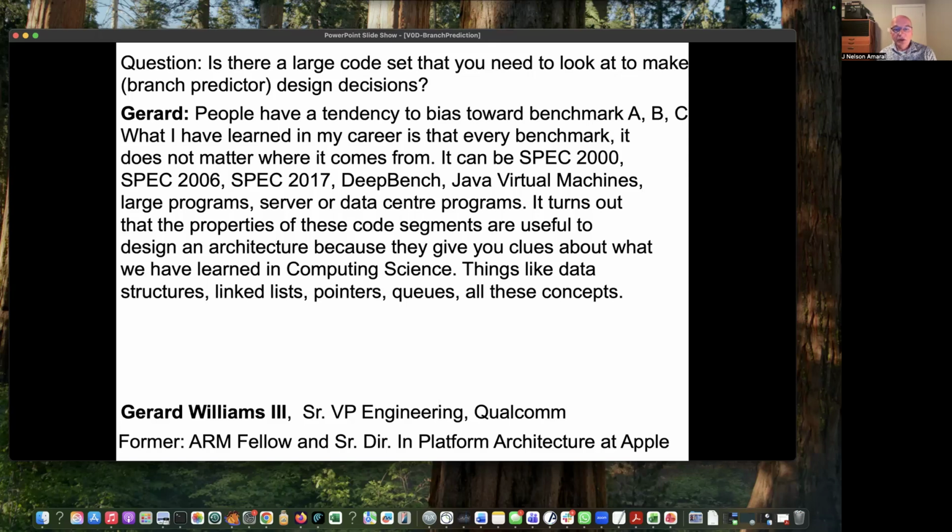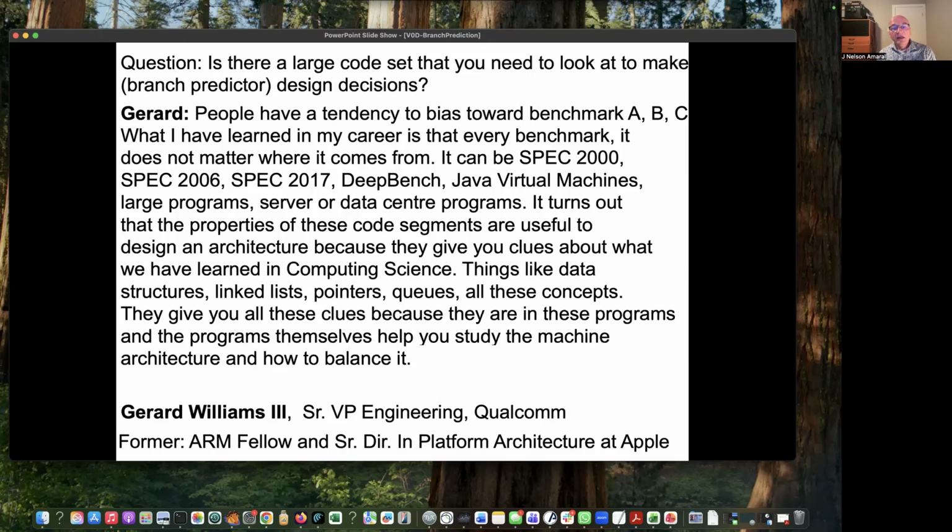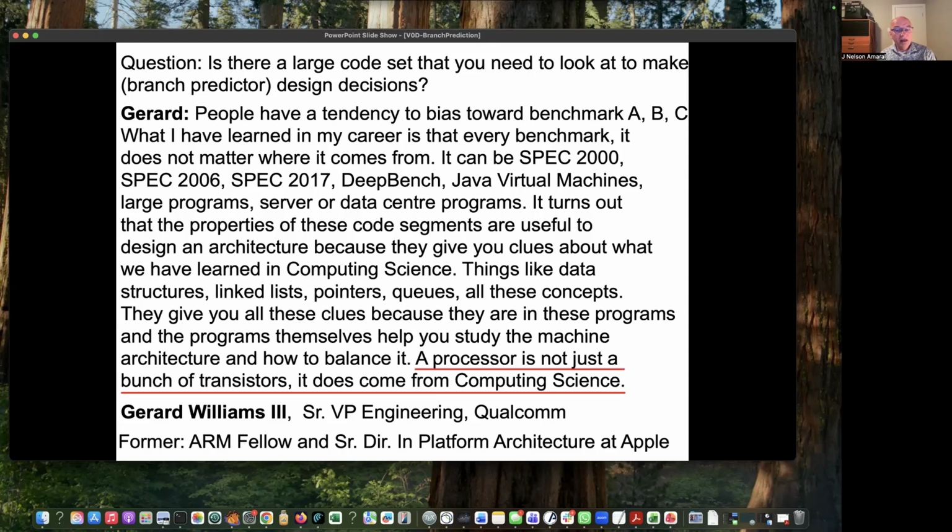Things like data structures, linked lists, pointers, queues, and all these concepts that we are familiar with. They give you all these clues because they are in these programs, and the programs themselves help you study the machine architecture and how to balance it. And then he said, a processor is not just a bunch of transistors, it does come from computing science.